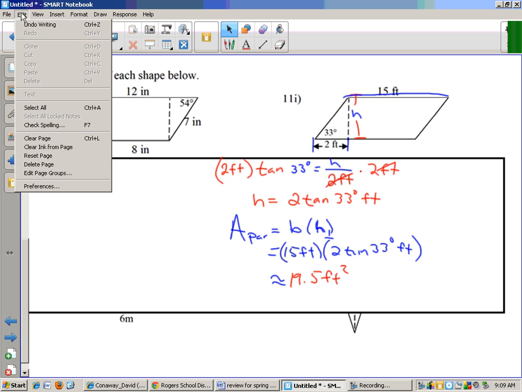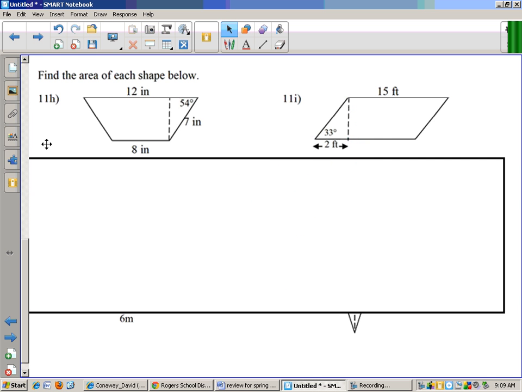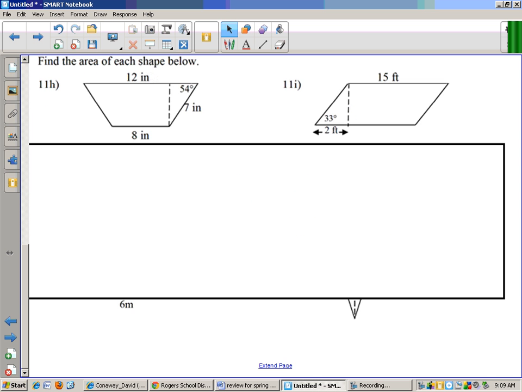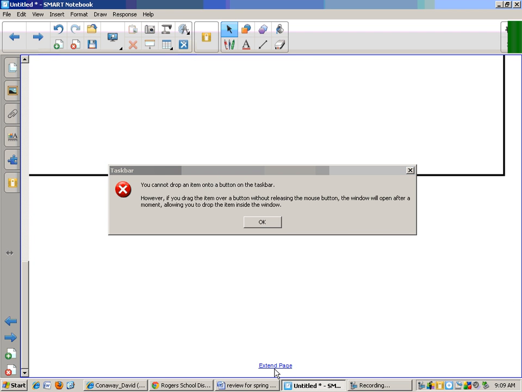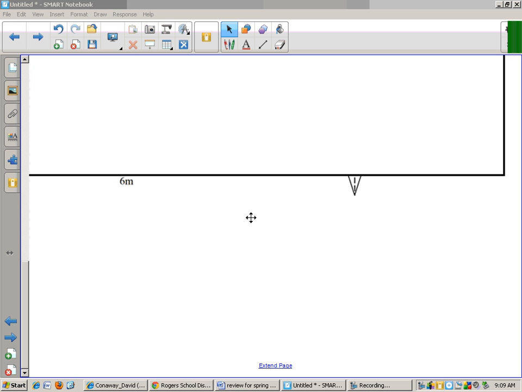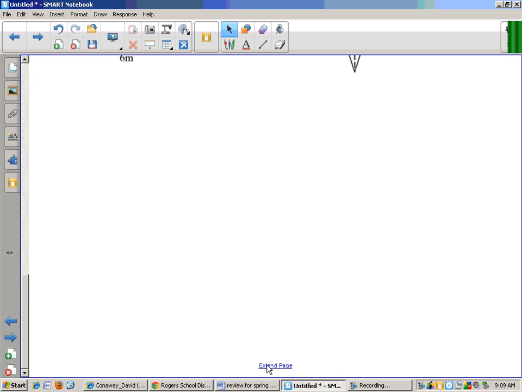Let's try this again, see if this will work. Clear ink. All right, it worked that time. And let's, whoa, whatever. Seriously. You don't have to be so angry.